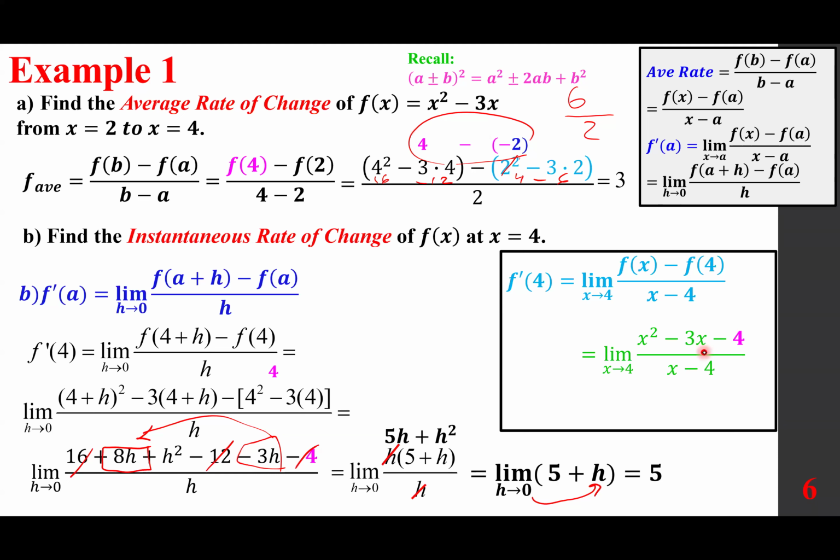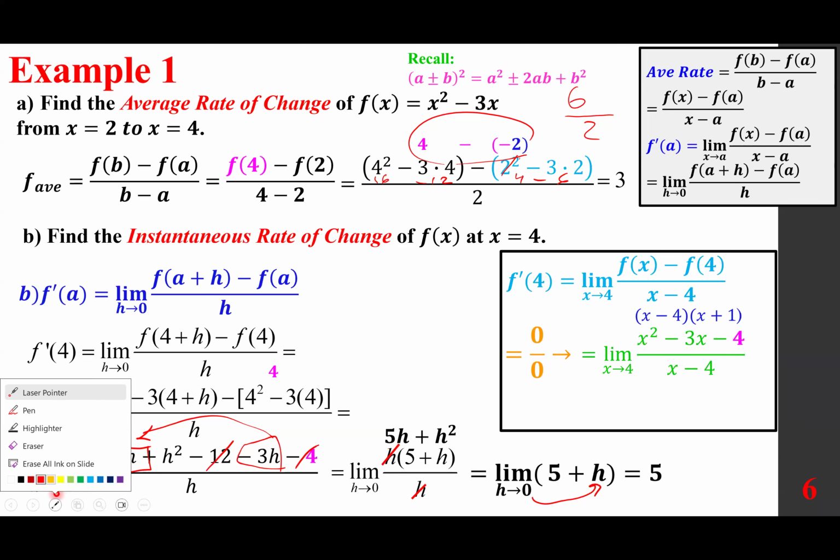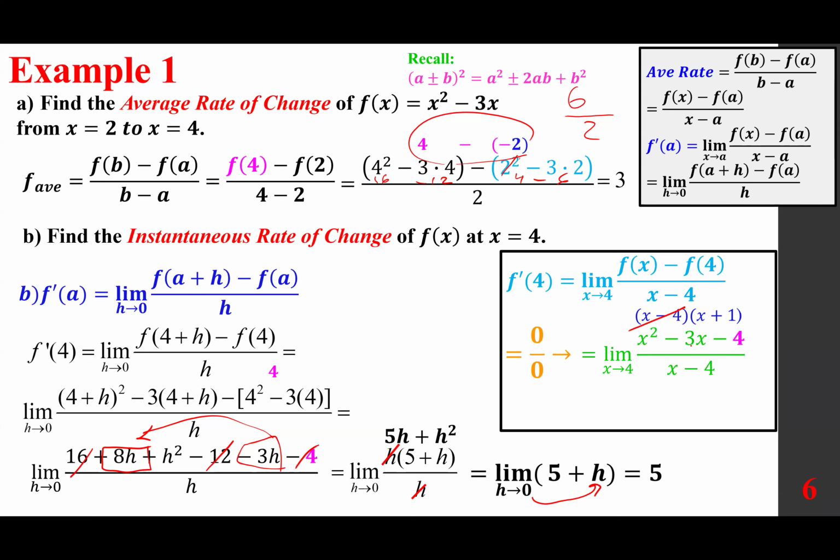Plug in, you get 0 over 0. And remember, it is the 0 in the denominator that creates a problem, and the denominator has a factor of x minus 4, so the top must have a factor of x minus 4 as well, and that helps. You want two numbers, the product is negative 4, the sum is negative 3, we get minus 4, positive 1, and the common factor of x minus 4 you drop, and now if you plug in, you get 5, and that's exactly what we had here, and we are done.